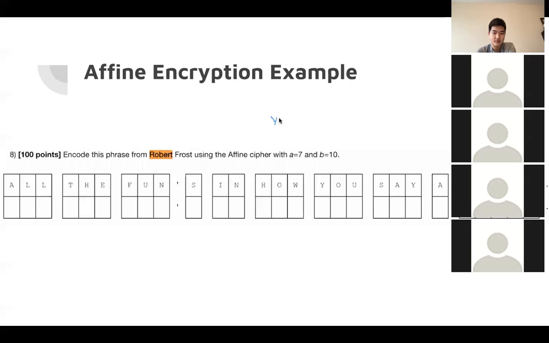All right, so y equals ax plus b, and then we substitute a and b to see that y equals 7x plus 10.